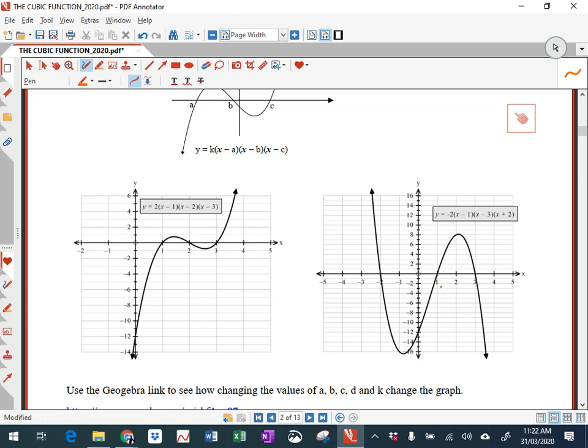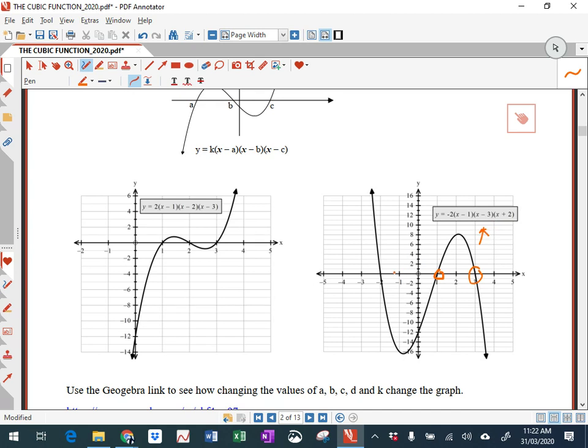Now at x equals 1, there you go. There's the x-intercept. Okay, and at x equals 3, there's the x-intercept, and look, if I put x equals 3 into that bracket, I get 0. Now what about this one, x plus 2?